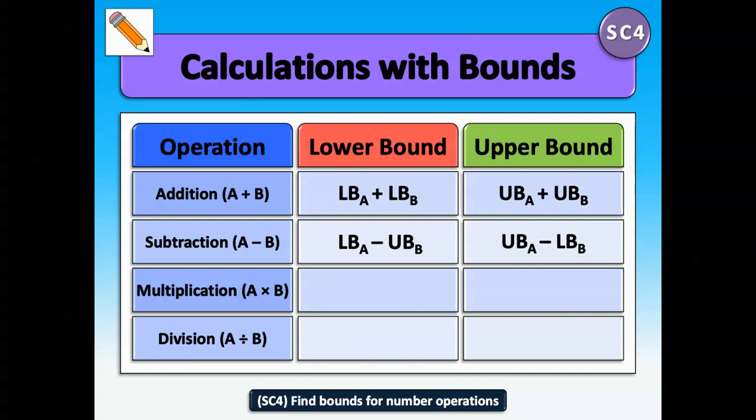If we're multiplying, to get the lower bound, we multiply the two lower bounds together. To get the upper bound, we multiply the two upper bounds together. If we're dividing and we want the lower bound, we do the lower bound divided by the upper bound. And if we want the upper bound, we do the upper bound divided by the lower bound.